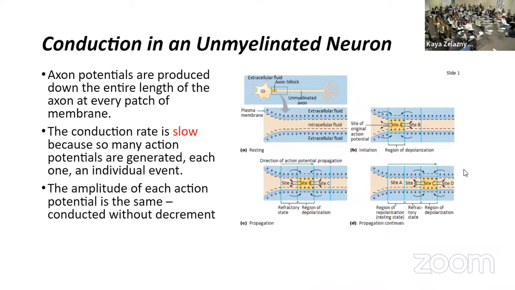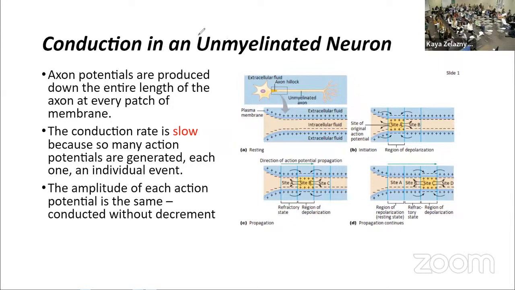So we have different types of neurons, and neurons can be classified in a number of different ways. Sometimes you'll see neurons classified by their shape. There are different shapes that they can have. We're not going to worry about that for the purposes of this class. But what we are going to worry about is myelination. Notice that we're talking here about an unmyelinated neuron.